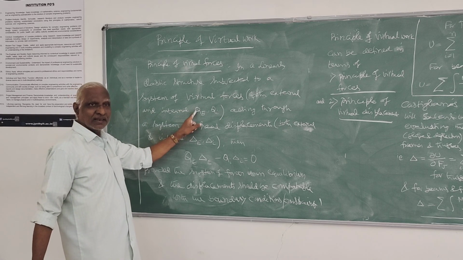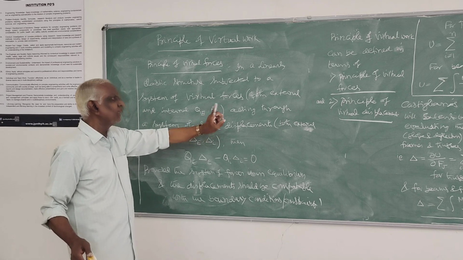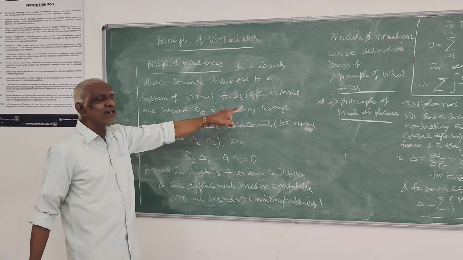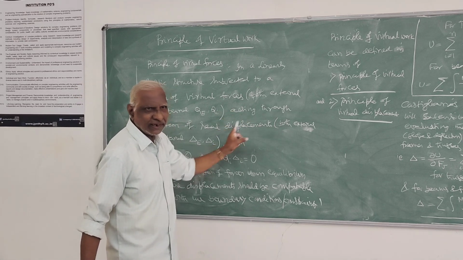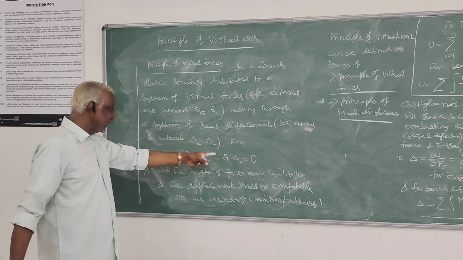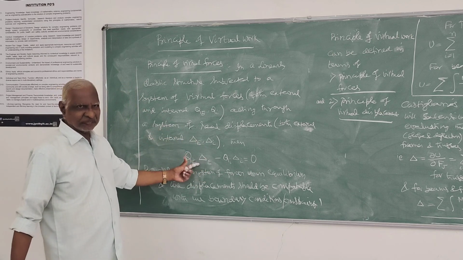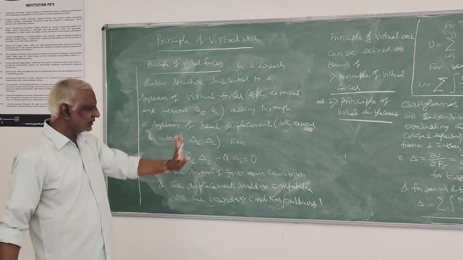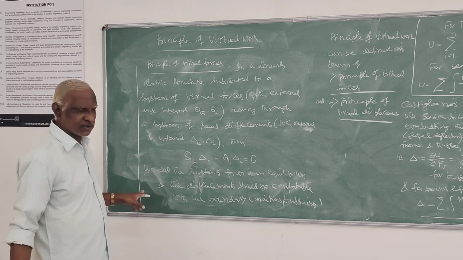The symbols will be virtual displacements, small delta E and delta I, acting through a system of real forces, that is Fe and Fi. Then Fe delta E minus Fi delta I is equal to 0. That is your virtual displacement principle.